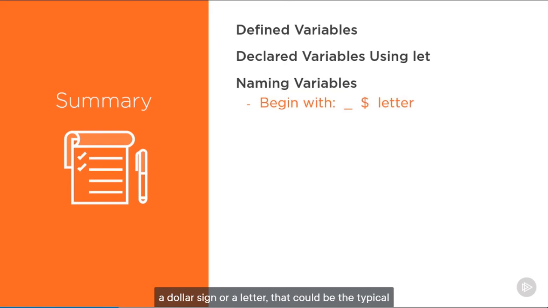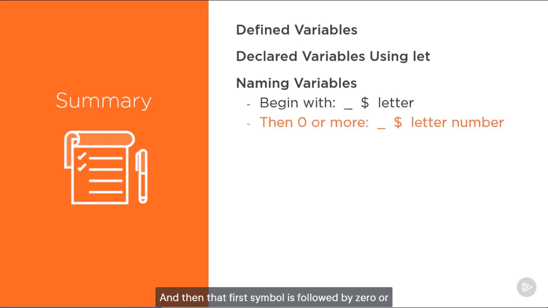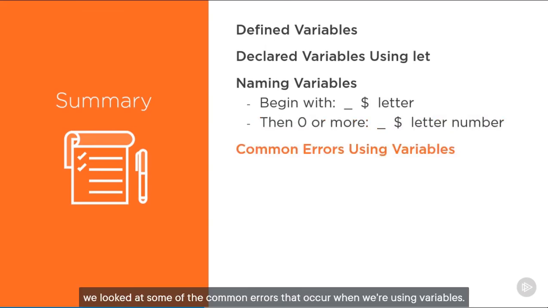Specifically, they must begin with an underscore, a $, or a letter. That could be the typical uppercase and lowercase English letters, A to Z, or any Unicode letter. And then that first symbol is followed by 0 or more underscores, $, letters, or numbers. Just remember, a variable name cannot begin with a number.